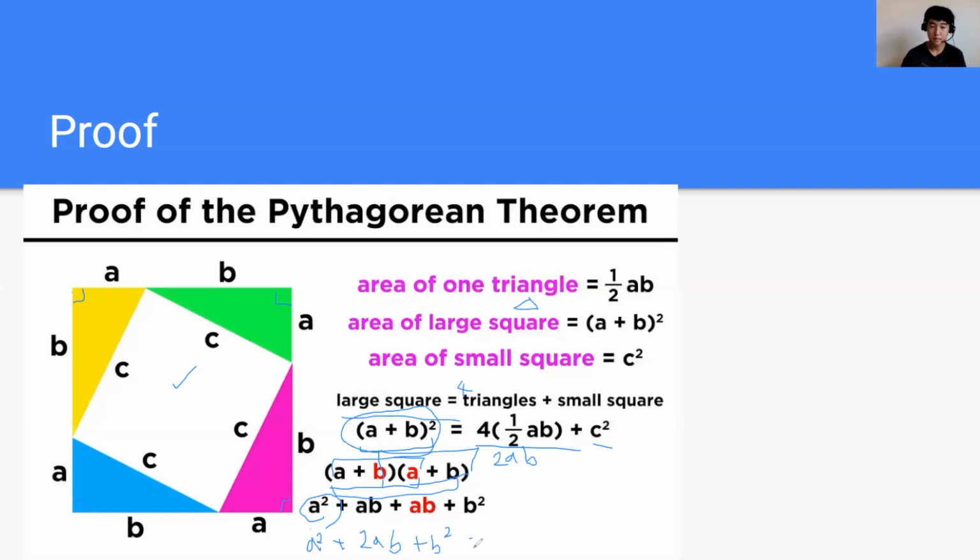Okay, and the right side is 2AB plus C squared. So we can subtract 2AB from both sides, and the rest of it is A squared plus B squared equals C squared. And the equation comes from this proof, and you can do this proof again by yourself just to memorize.